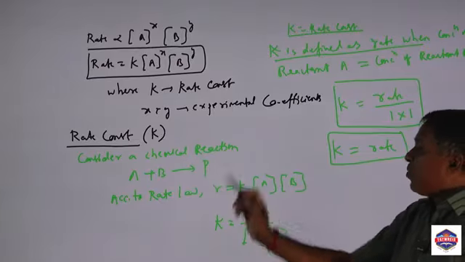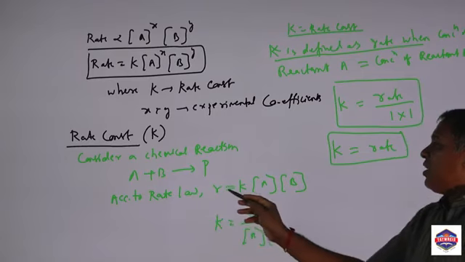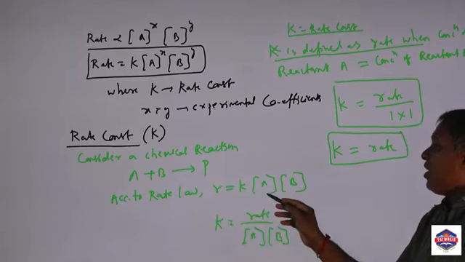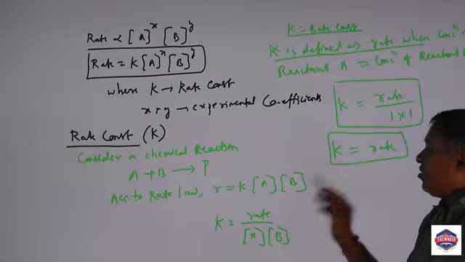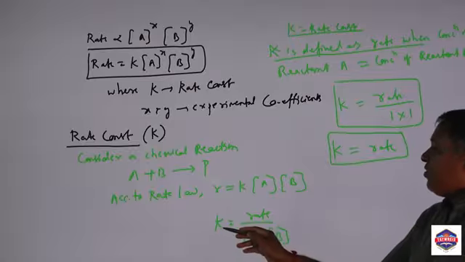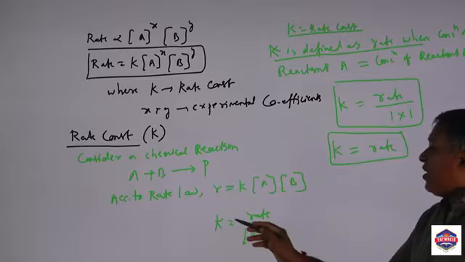Consider a chemical reaction. A plus B gives product P. According to rate law, rate is equal to k into [A] into [B]. This is according to rate law. So from this we write for only k now. k is equal to what now?